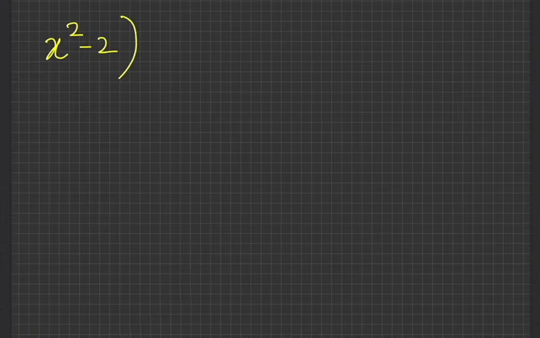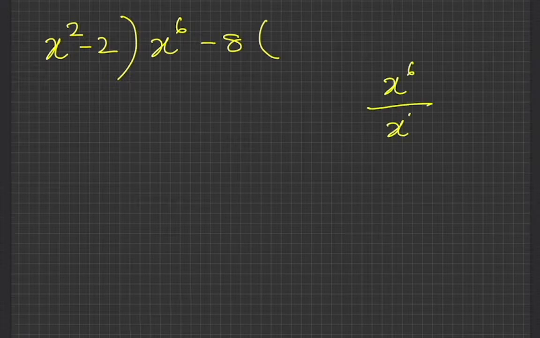Let's try one more for today. Maybe the last one for today. Which is x squared minus 2. Right? And then I have x to the power 6 minus 8. Okay, so now x to the power 6 by x to the power 2 will give me x to the power 4. Correct? So this is going to be the first term of my quotient, x to the power 4.